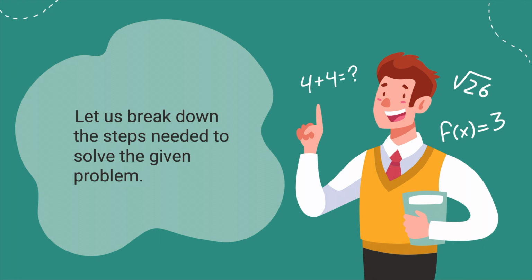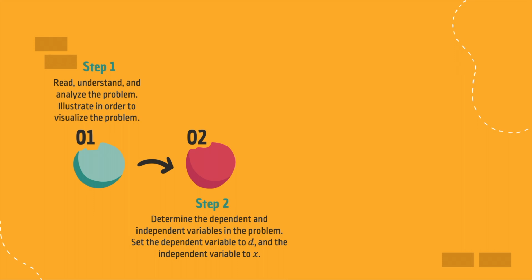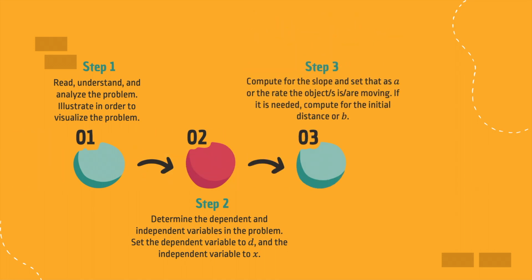Let us break down the steps needed to solve the given problem. First, read, understand, and analyze the problem. Illustrate in order to visualize the problem. Step 2. Determine the dependent and independent variables in the problem. Set the dependent variable to d and the independent variable to x. Step 3. Compute for the slope and set that as a, or the rate the objects are moving. If it is needed, compute for the initial distance or b. And step 4, solve the problem.